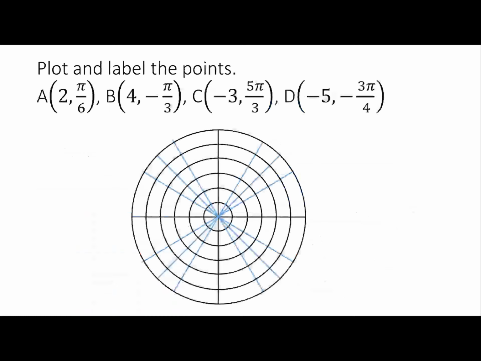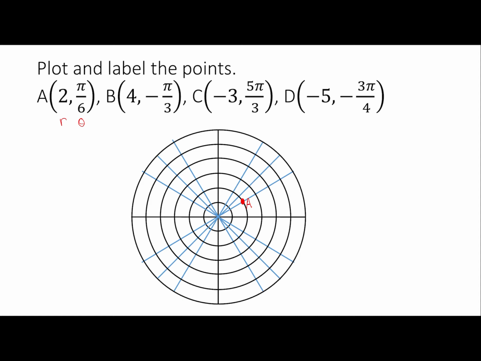So if we want to use r, theta, where r is 2 and theta is pi over 6, that means that we find pi over 6 on our coordinate plane and we move r, or 2, in the positive direction. So 2 in the positive direction means we don't cross the pole. And so we're 2 units out at pi over 6. This is the point A.